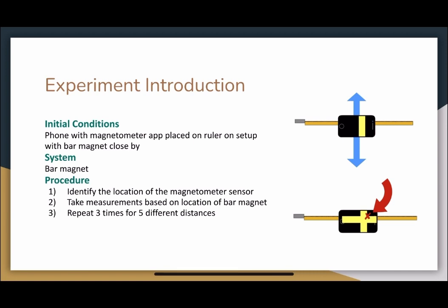The initial conditions for this lab involve the phone with the magnetometer app placed on a ruler based on the setup depicted on the right, and the system is the bar magnet. Before beginning the experiment, I calibrated the setup to account for the Earth's magnetic field. Then, after identifying the location of my phone's magnetometer sensor, I was able to make measurements based on the location of the bar magnet. I did this 3 times for 5 different distances.